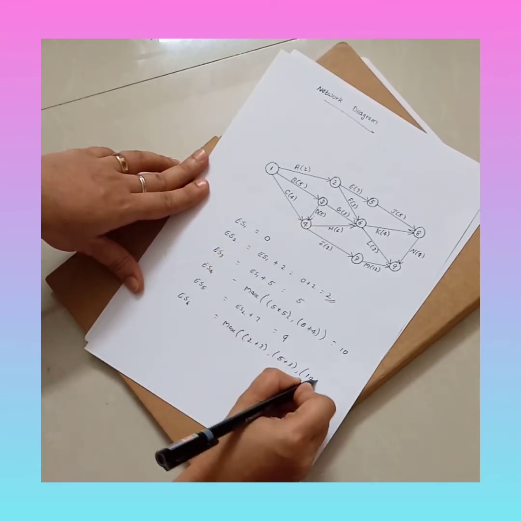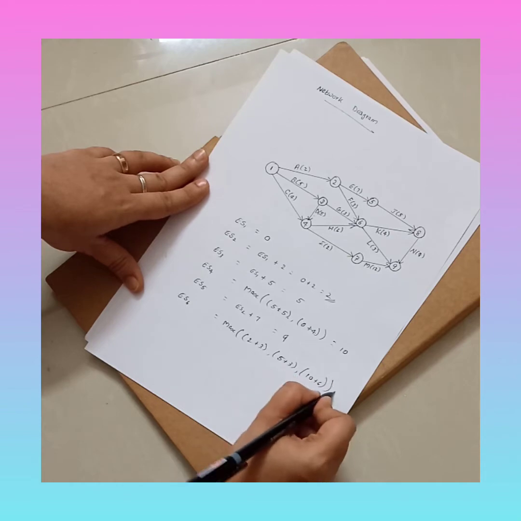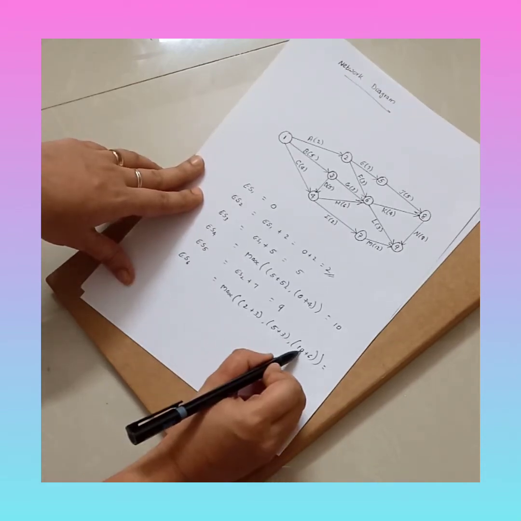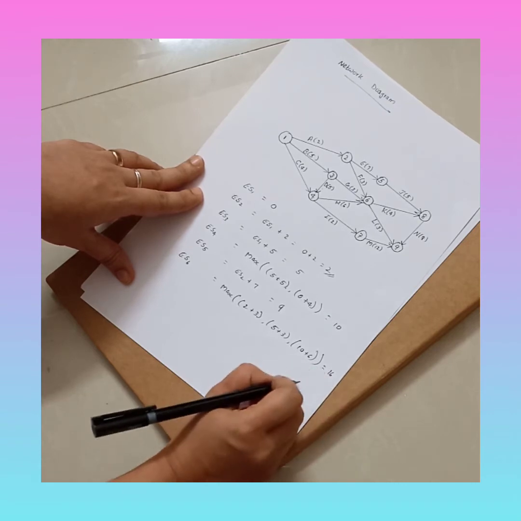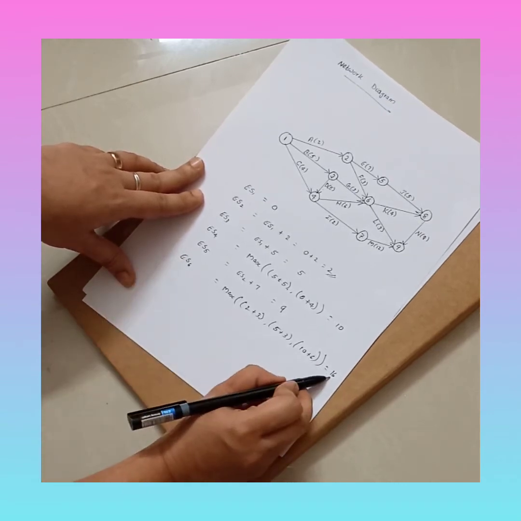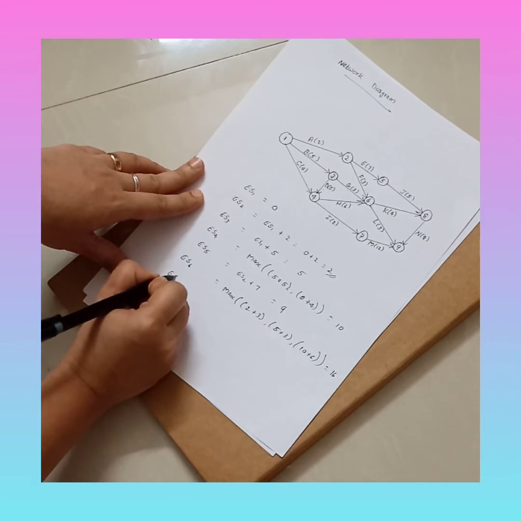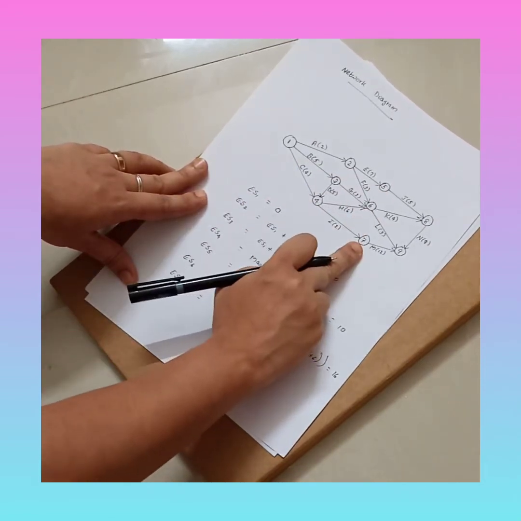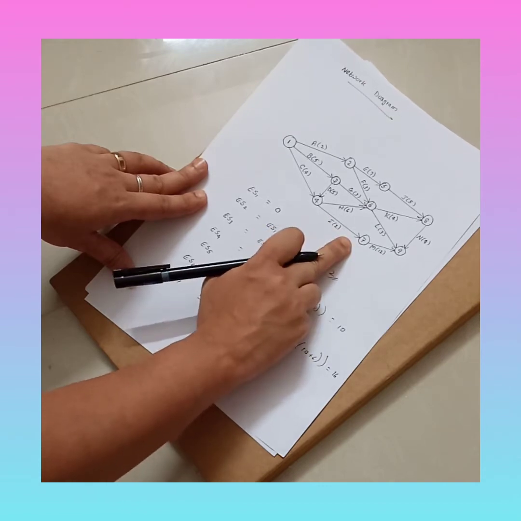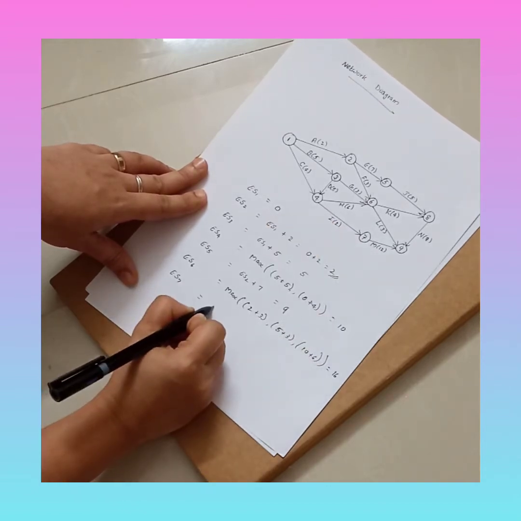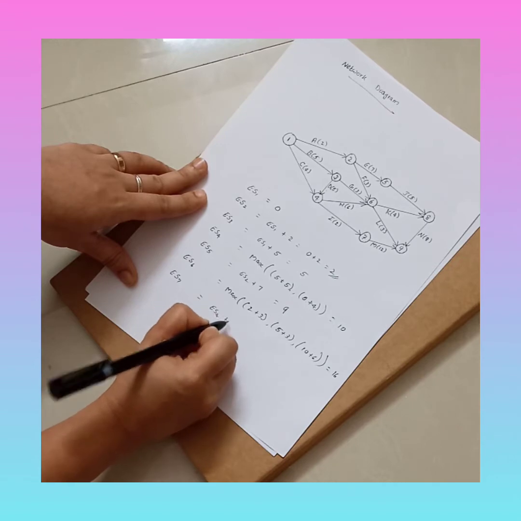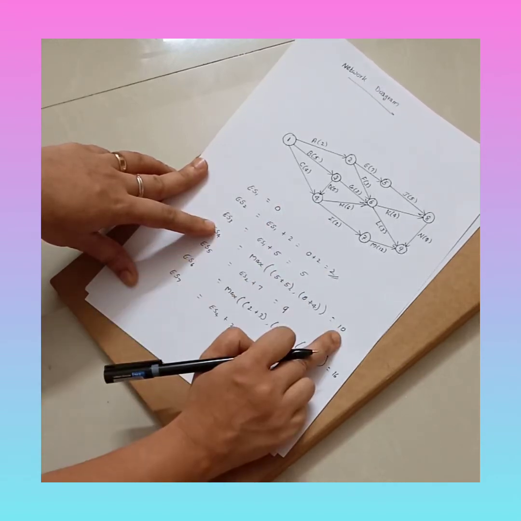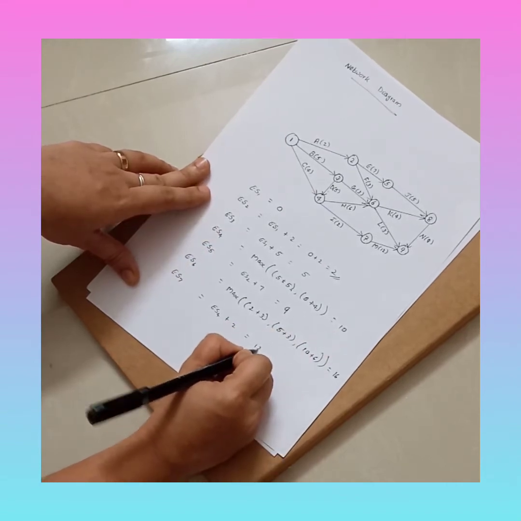That is 10 plus 6. So which is the maximum value? Here 2 plus 3 is 5. 5 plus 3 is 8 and 10 plus 6 is 16. So the maximum value is 16. So ES6 is 16. Then the next one is ES7. So ES7, that is again only one preceding activity, that is I. Therefore it is ES4 plus duration of I is 2. So what is ES4? ES4 is 10. 10 plus 2 is 12.